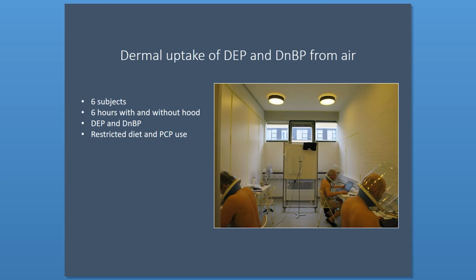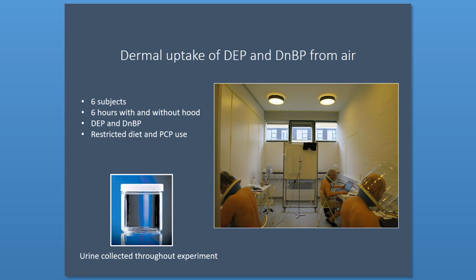This is what it looked like. So you can see the breathing hoods there. You can see that the volunteers are wearing shorts, but most of their skin is exposed. There were a variety of decisions made about what should be and shouldn't be exposed, but this seemed like a good compromise. One thing I also didn't say was that they collected urine throughout the experiment, from before, during, and after the experiment, for about 54 hours, I believe. And the idea being that we can use the information from the urine to tell us how much is absorbed, because these chemicals metabolize in the body to unique metabolites that are then excreted in the urine.